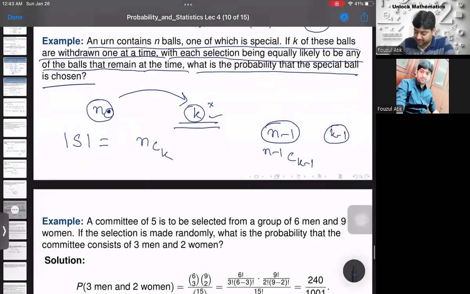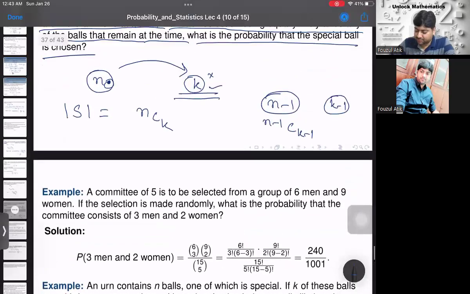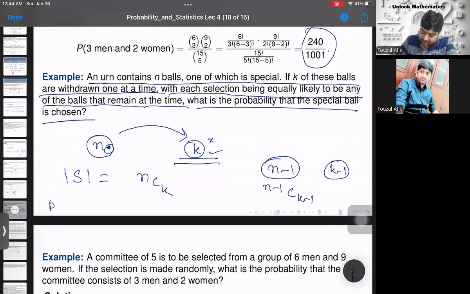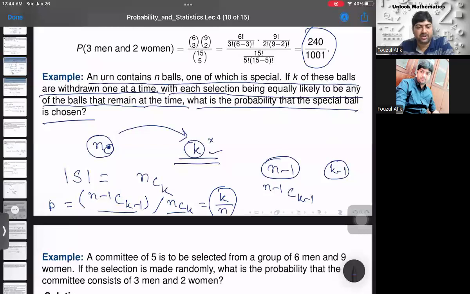Then what is the desired probability? The desired probability will be small p equal to n minus 1 C k minus 1, the whole divided by nCk. And if you just simplify it, you will get k by n. Just simplify it. You know the factorial formula. This value is basically n minus 1 factorial divided by k minus 1 factorial into n minus k factorial. And this value is n factorial divided by k factorial into n minus k factorial. All factorials will be cancelled out. Finally, we'll be getting the value k by n. I hope you understand.